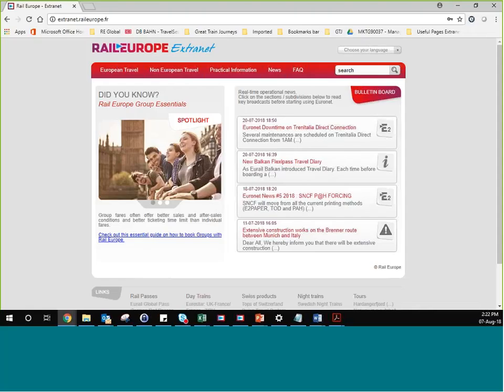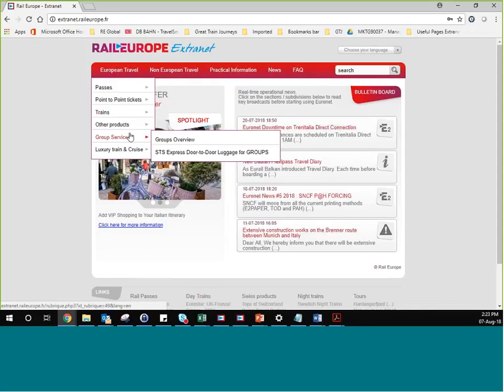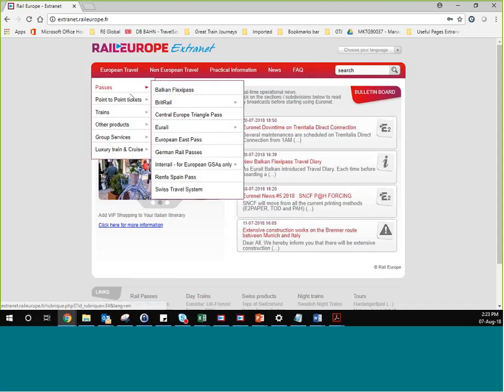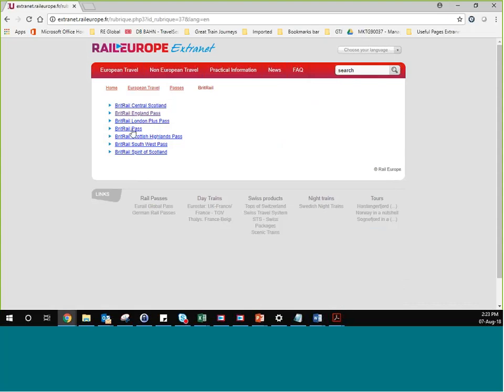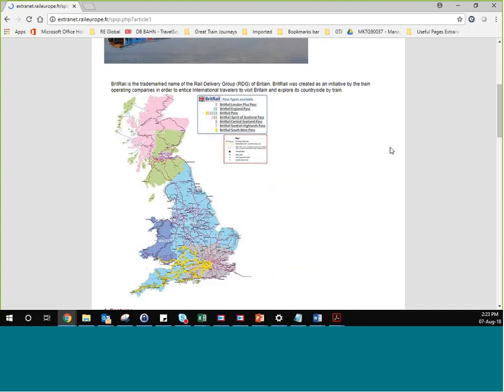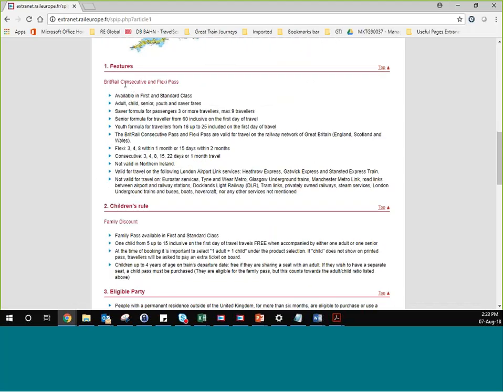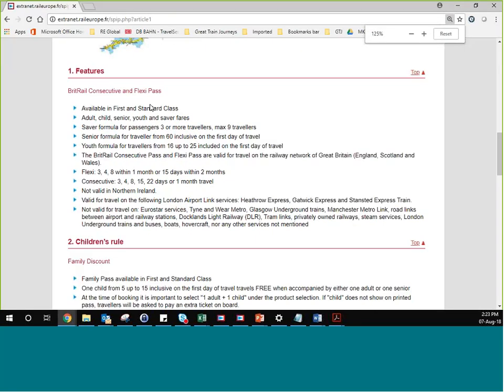Okay, so with Britrail passes, I'm just going to bring up the Britrail pass, just the generic one. What it features is that you do have a consecutive and a flexi pass available as well. The Britrail passes are also available in first class and standard class. There are a number of different formulas available for different types of passengers if you are purchasing one.